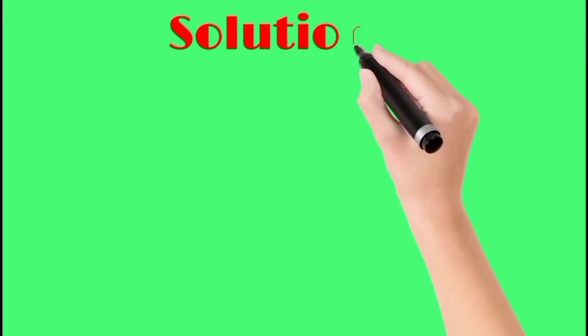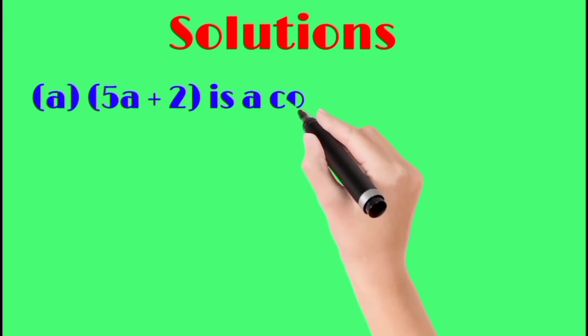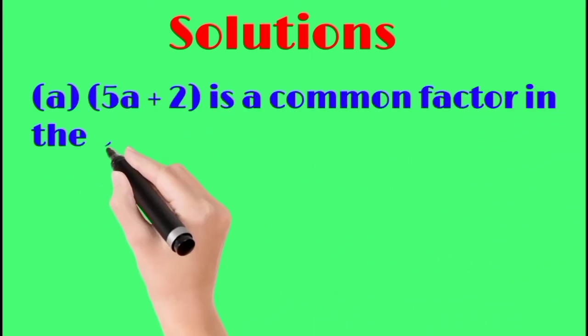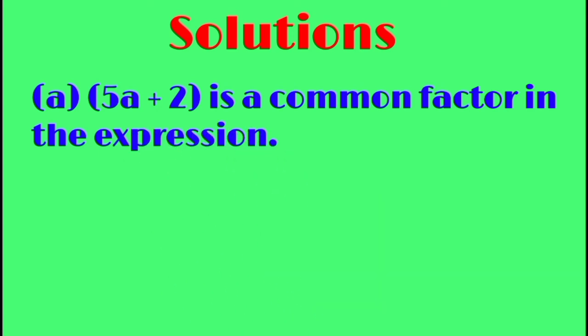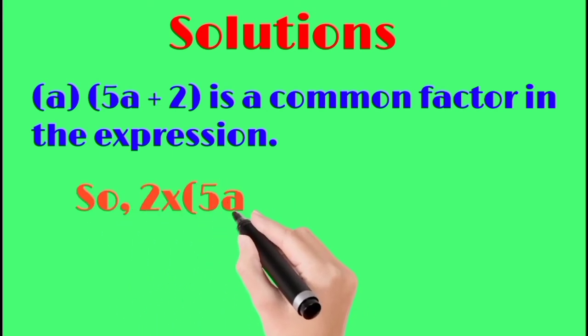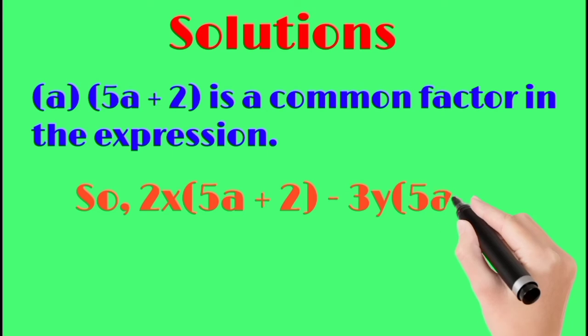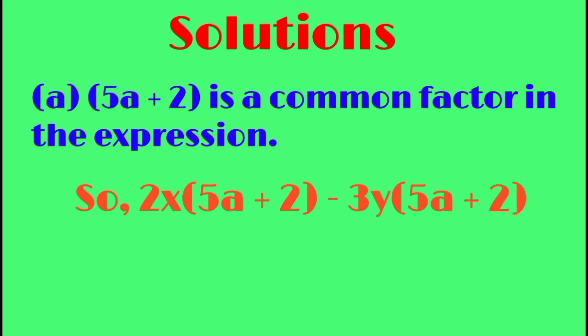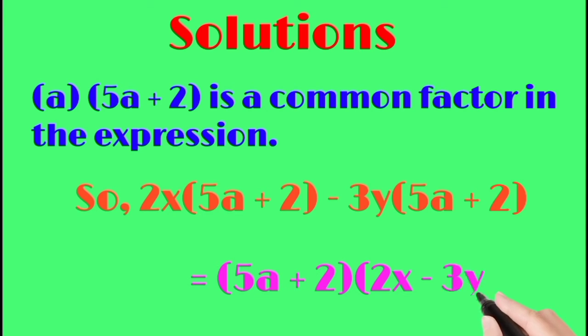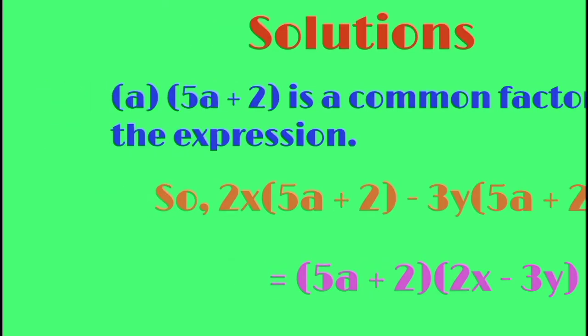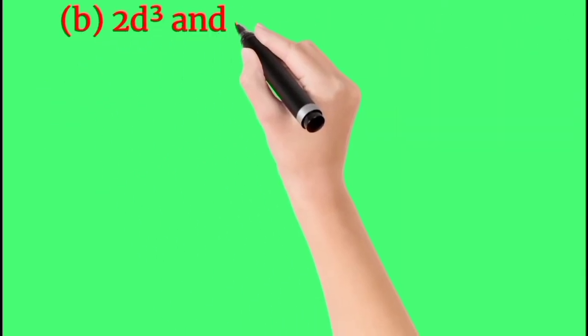Very, very important. So in the very first one, you will notice that there is a common factor. And what is the common factor? 5a plus 2. The bracket of 5a plus 2 is common to both parts of the expression. So it means that if we bring out this common factor, we now have 2x in the bracket of 5a plus 2 minus 3y in the bracket of 5a plus 2 to be equal to what? Bracket 5a plus 2 bracket 2x minus 3y. I told you it's very, very simple. You can try more on your own.